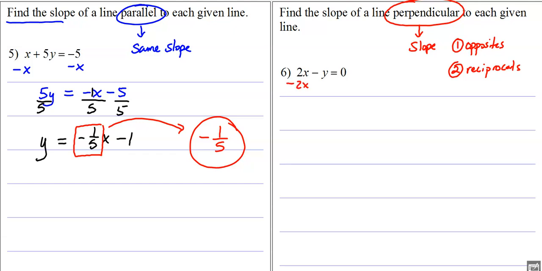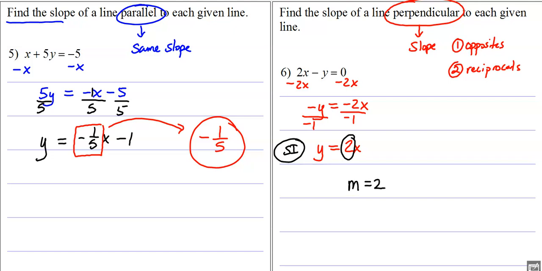So first thing I'm going to do, again, it's in standard form. I need to kind of tweak that. And I get y equals negative 2x. I really don't need to write the 0. Divide both sides by negative 1. And I end up with y equals 2x. So here's slope-intercept form. And I now can see the slope. I see that m equals 2.